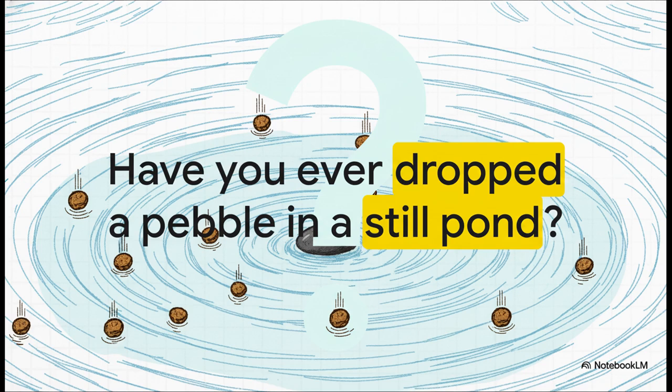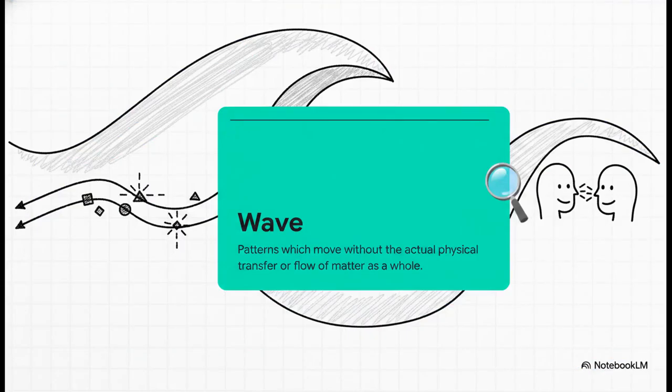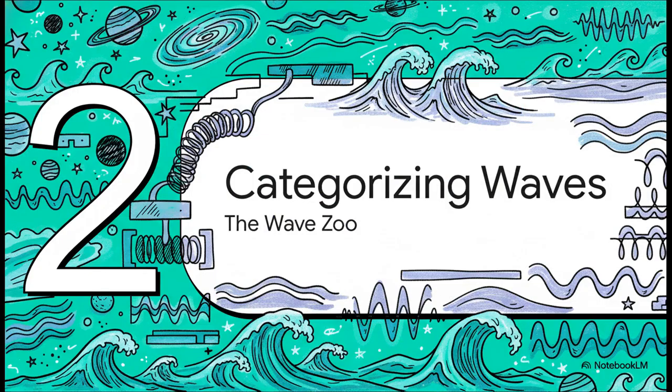It doesn't actually move away from the center. The mass of water itself isn't actually flowing outward with those circles. So, the crucial point is this. A wave is a pattern that moves without the actual physical transfer or flow of matter as a whole. Waves transfer energy and information. It's exactly like human speech traveling through a room. You can hear someone across the room without them having to blow a massive gust of wind from their mouth to your ear.